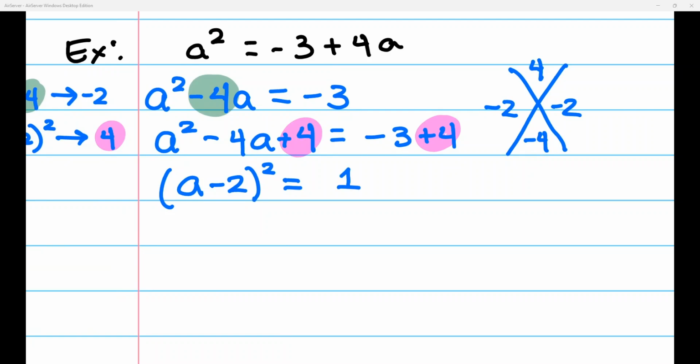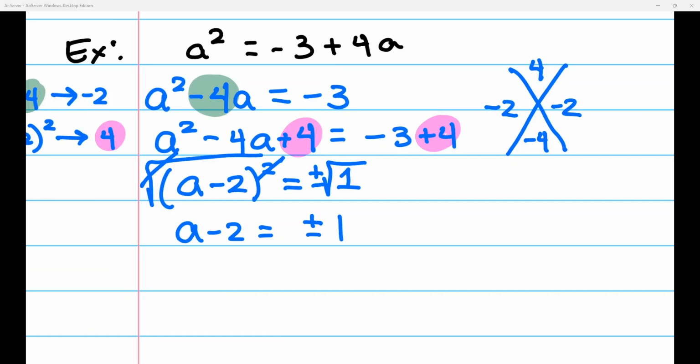Now that I have only one variable, I'm able to do the opposite of squared, which is square root. This is the other part that was really jacking up students today. These cancel. I get a minus 2 is equal to, do you know the square root of 1? I sure do. The square root of 1 is just 1. So I'm going to leave this as plus or minus just 1.